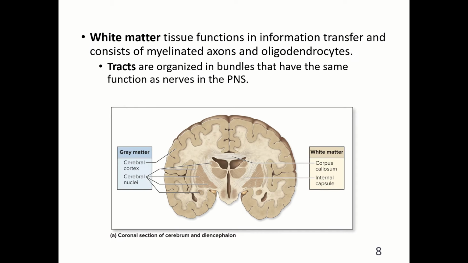White matter tissue functions in information transfer and consists of myelinated axons and oligodendrocytes. Tracts are deeper within the brain, pictured here. They're in a cream color, and they're organized into bundles that have the same function as nerves in the peripheral nervous system. So there are tracts that will connect the same hemispheres of the brain, and then there's a special group of fibers in a tract called the corpus callosum, which connects the two hemispheres of the brain.